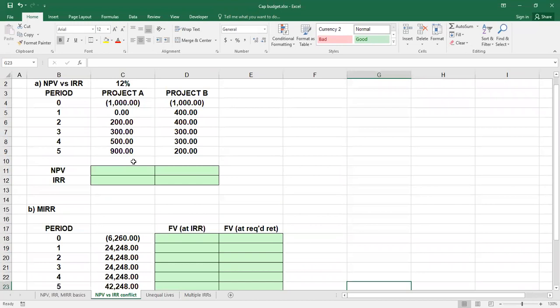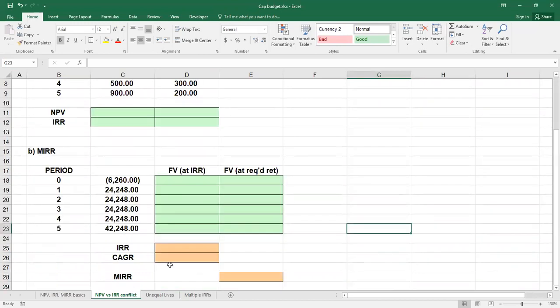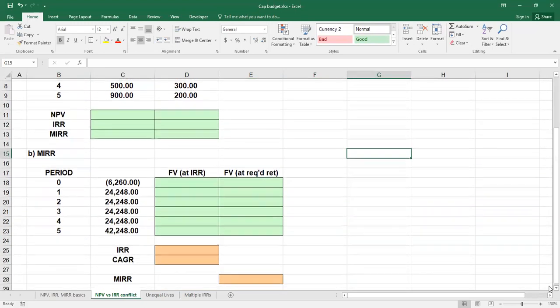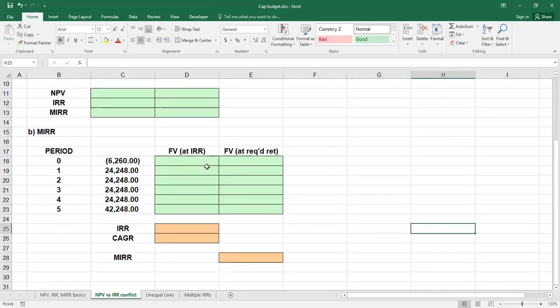Okay, sagutin mo. Sir, ano yung CAGR? What's CAGR? Compounded Annual Growth Rate. Okay, so sandali. Ilagay ko muna dito. Lagay mo rin dito MIRR. Sama natin dito, hindi natin nasama. Yan, MIRR. Okay, then here. So, papakita mo dito yung future value using IRR.